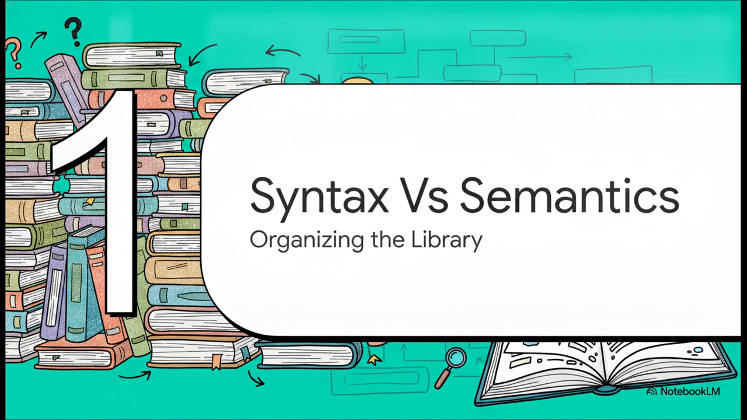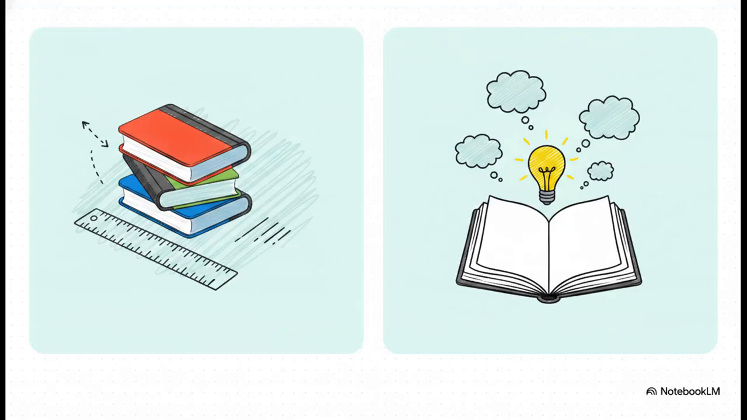Okay, Section 1. Syntax versus semantics. To understand how machines process language, we first really need to look at how we organize information ourselves. Imagine, just for a second, that you're tasked with organizing a massive, completely chaotic library. Notice how there are two entirely different ways you could tackle that library.